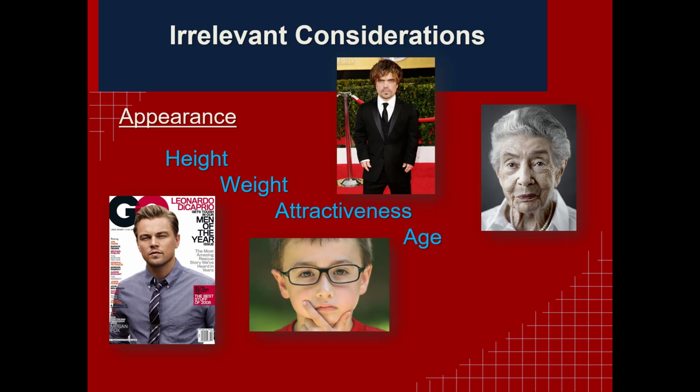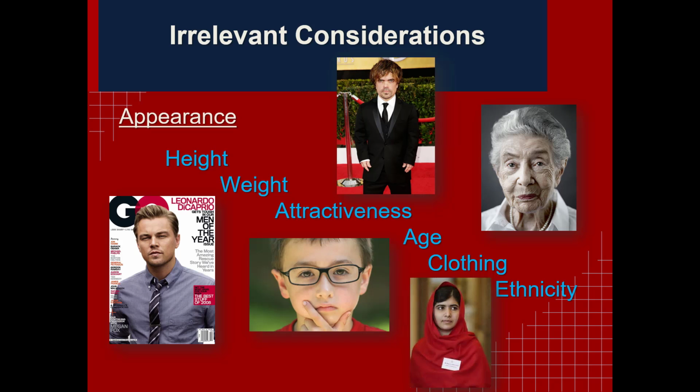Age, this is another one. Sometimes my 3-year-old says the deepest thing and I have to go, huh? Oh yeah, that makes sense. I can't just judge it by, oh, she's young, what does she know, right? We do this to teenagers all the time. Oh, they're teenagers, what do they know? That doesn't make any sense. I know some very, very smart teens. Same thing with clothing, ethnicity. All of these are irrelevant when considering somebody's argument.